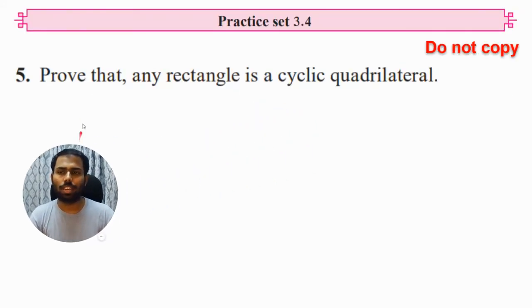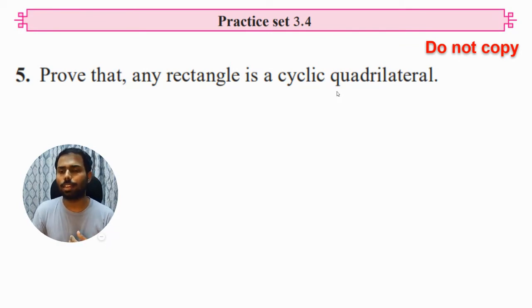Next, fifth question. Again, fifth question is a very simple question. Okay, prove that any rectangle is a cyclic quadrilateral. Cyclic quadrilateral के लिए तुम्हें क्या prove करना पड़ता है कि कोई भी एक पेयर ऑफ ऑपोजिट एंगल्स को ऐड करके 180 डिग्री आ जाए. यानी what you have to prove is कोई भी एक पेयर ऑफ ऑपोजिट एंगल्स सप्लीमेंट्री है, ये तुम्हें प्रूव करना है. अगर वो तुम प्रूव कर पाए then you can say it's a cyclic quadrilateral.